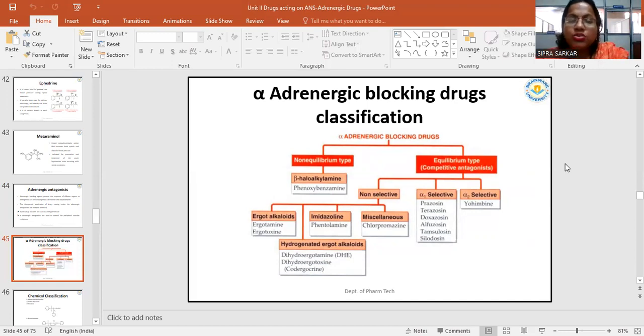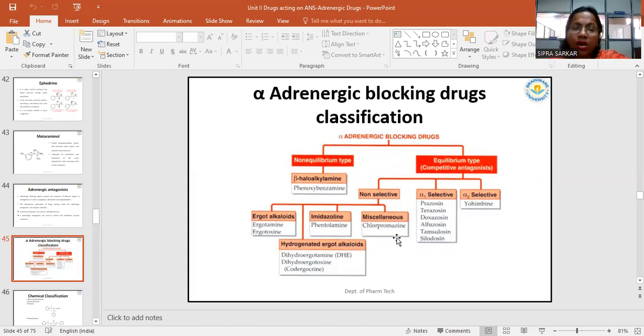They are categorized into non-selective, alpha-1 selective and alpha-2 selective. In case of non-selective drugs, there are ergot alkaloids, imidazoline and miscellaneous. Ergotamine and ergotoxine are the drugs which come under the ergot alkaloids. And hydrogenated ergot alkaloids are there, like dihydroergotamine, dihydroergotoxine and codergocrine. And in case of miscellaneous, chlorpromazine, that is a very important synthetic drug.